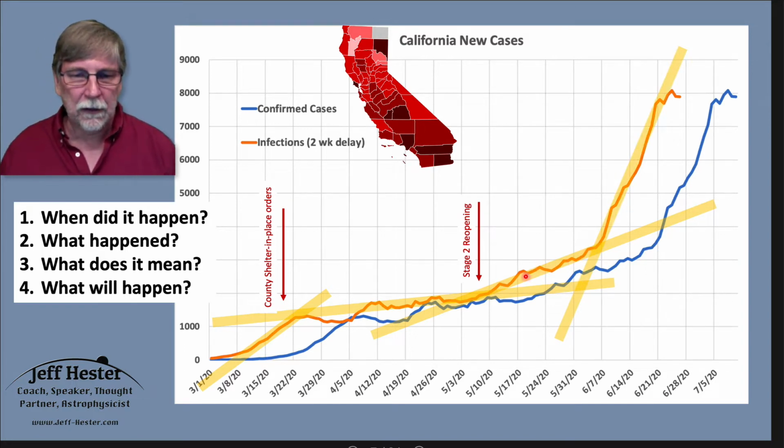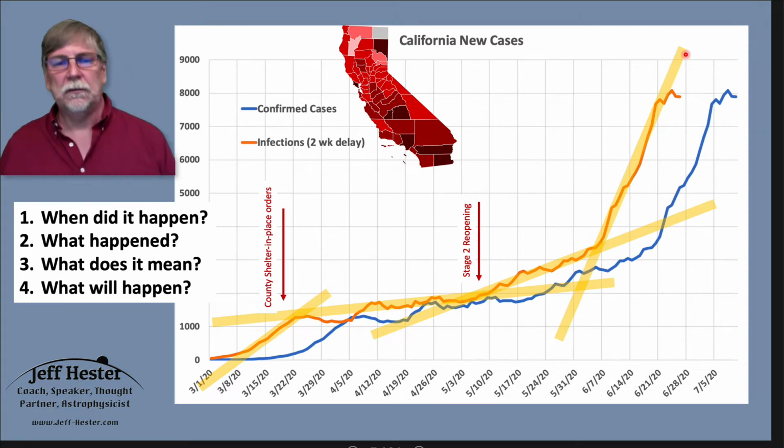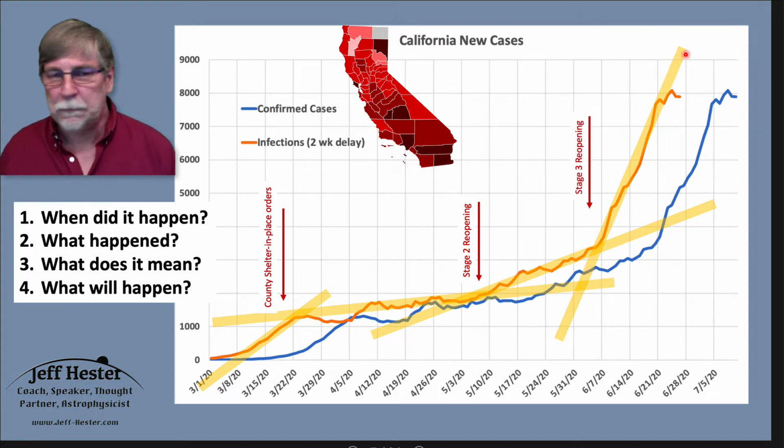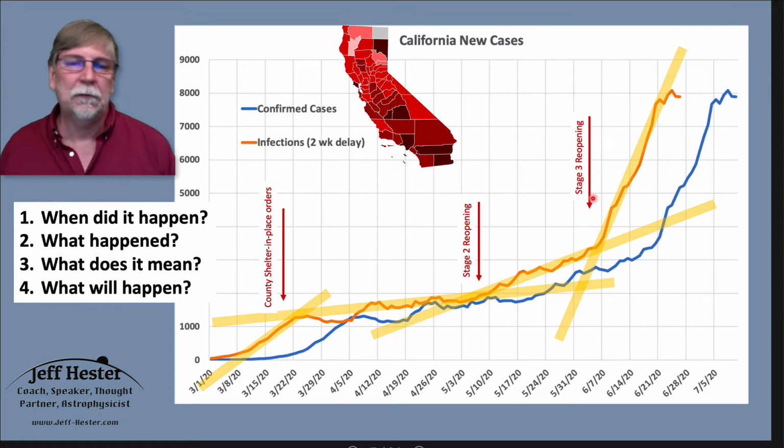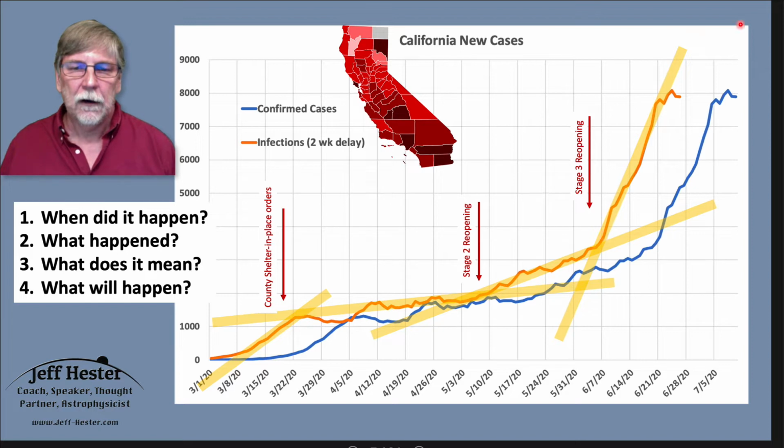The next thing was here. This was a big one. Things were cruising along, and then bam, things start to skyrocket. That was stage 3 reopening. People talk about the spike in California that started around June 20th or so. No, that spike in California started back in the first week in June, immediately after stage 3 reopening. There it is. Here's where we saw it.